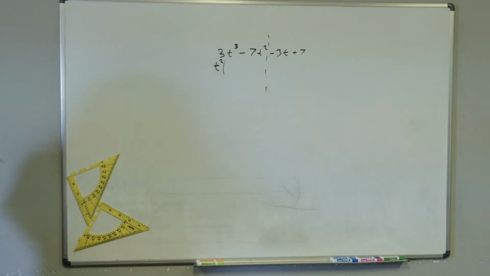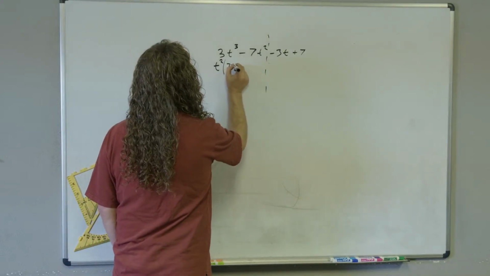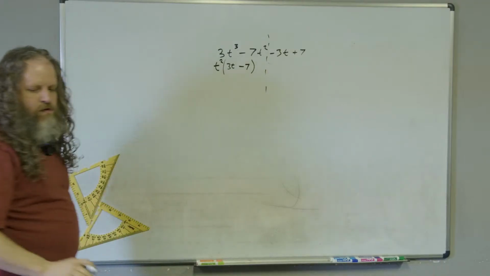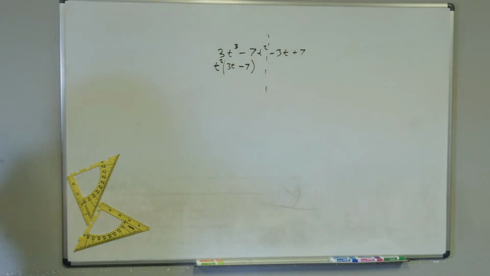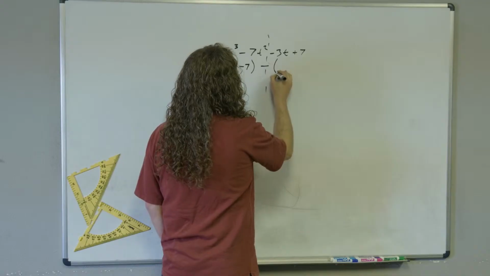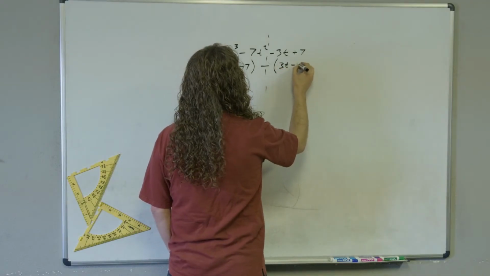Okay. When I pull t squared out of the first one, what's left? 3t. Oh, I thought 2. Oh. All right. What are we going to pull out of the next one? What? 7 doesn't go into 3. Negative 1. Yes. When we pull a negative, it flips both the signs. And we've got 3t minus 7.